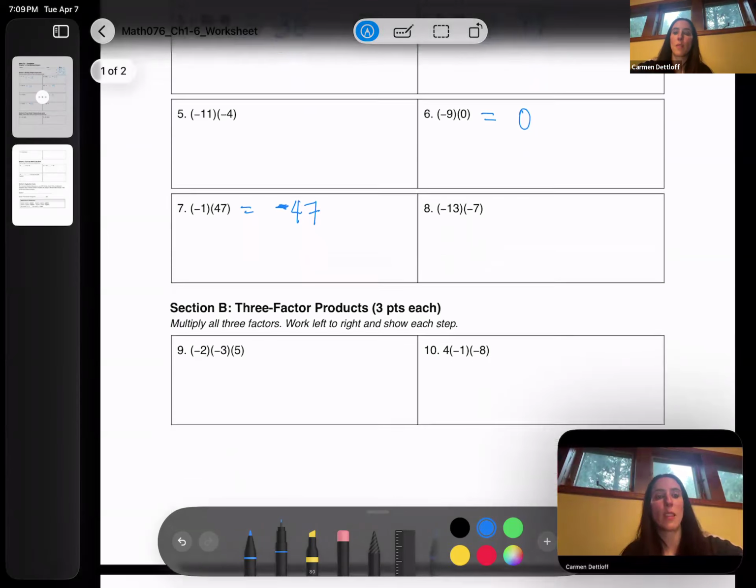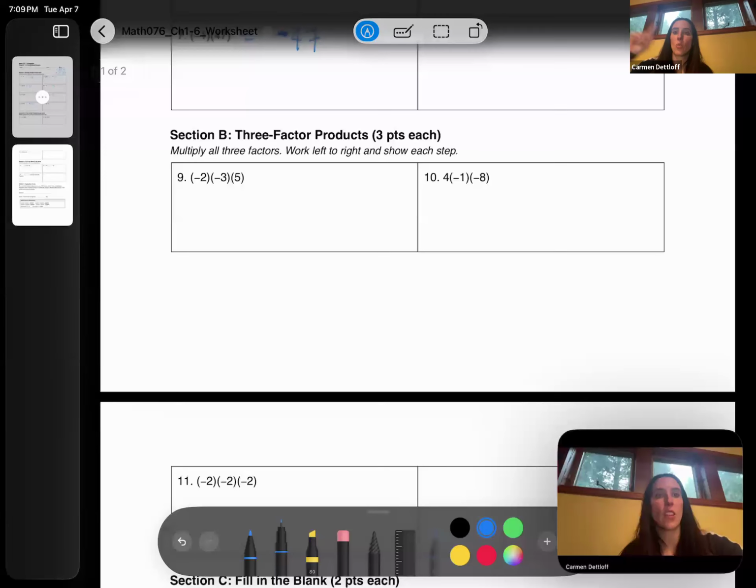Okay, let's look at number 9, 3-factor products. So I've got 3 things that I'm multiplying together. Ooh, okay. So I have to ask myself, if it's an even number of negatives, it's going to be positive. If it's an odd number of negatives, it's going to be negative. So I look here and I've got 1, 2 negative numbers. So my answer is going to be positive.